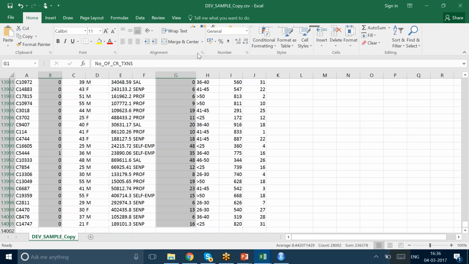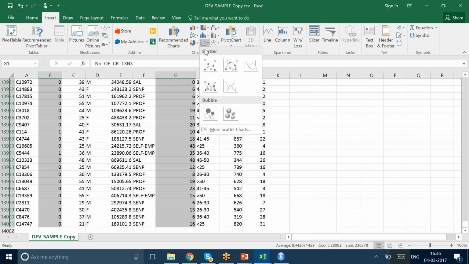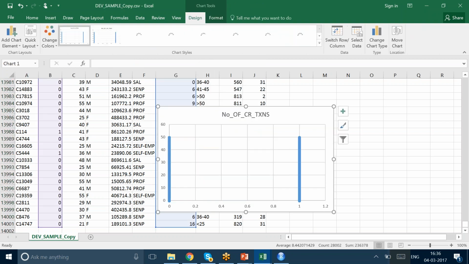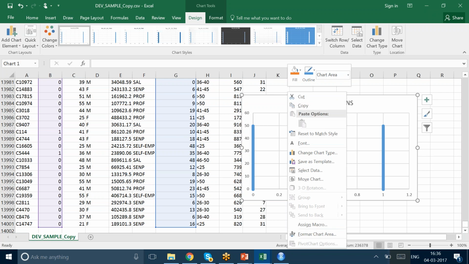Where is scatter diagrams? Insert, picture, yeah. Let me draw a scatter diagram. This is the kind of graph I get. This is 0 and 1 because 1 is my y, and number of credit transactions is my x. Let me change the axis.